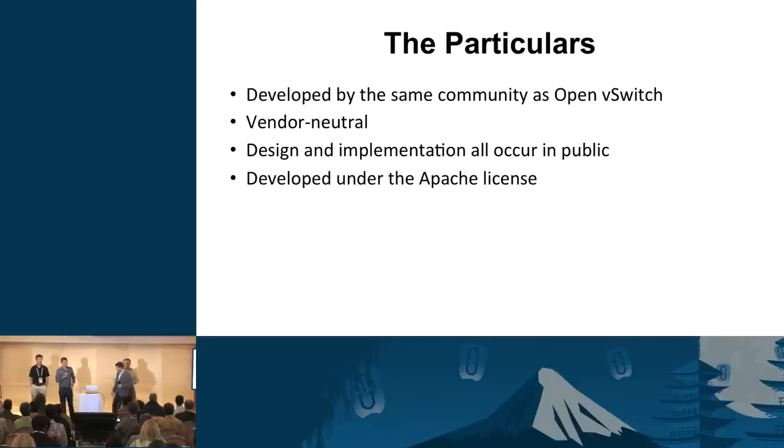So some of the particulars about the project itself. It's being developed by the same community as Open vSwitch. That means all the development is happening out in the open on the OVS dev mailing list. The project is vendor neutral, as you can tell, since we have IBM, Red Hat, and VMware here. There's also a number of contributors from other companies as well. As I mentioned, all the development is occurring in public. You can go to the OVS dev mailing list and see all of the code coming in and being reviewed there. It's developed under an Apache license, which means that people can bring the project in and make modifications without having to share them, which sometimes makes it easier for some companies to deploy it. And that's nice for OpenStack, because all of OpenStack is distributed under the same Apache license.